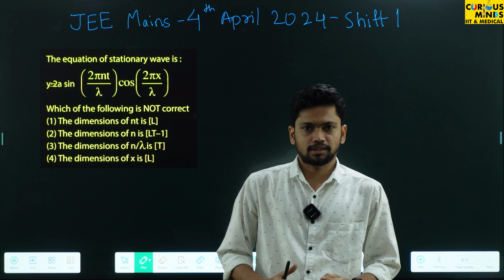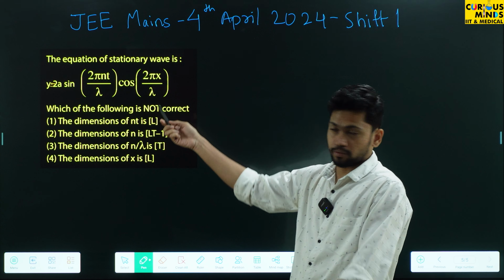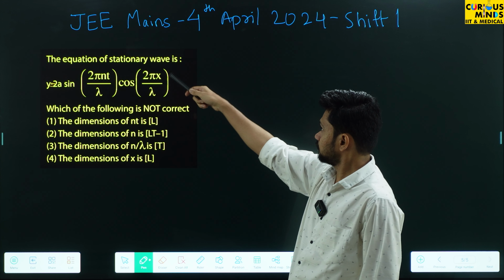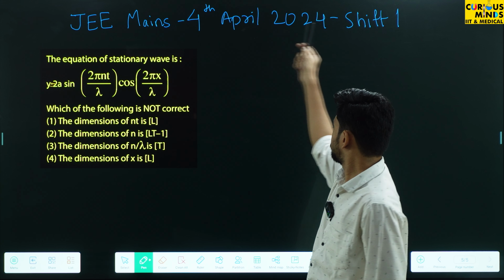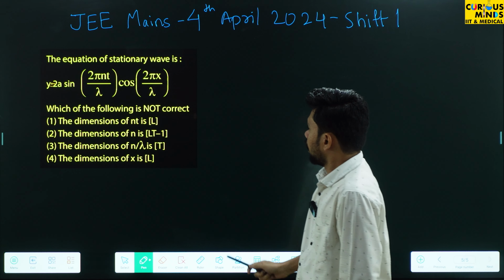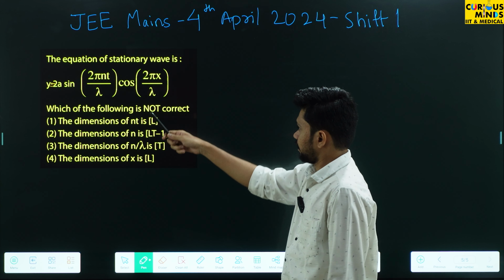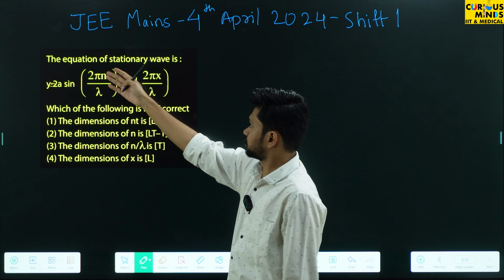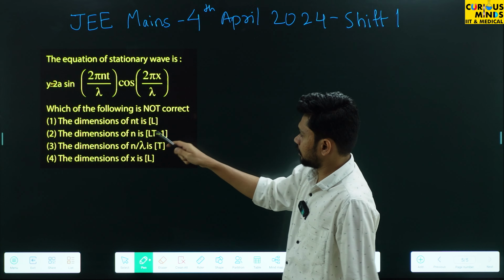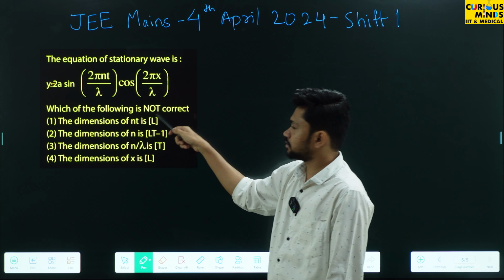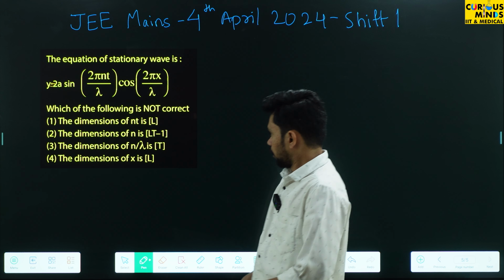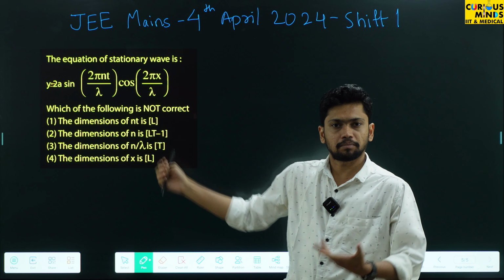So let's discuss some physics questions then. So here we have this question. It's a question of JEE Mains asked in shift 1 of last year. Okay, so this is the question. We have this as the equation of a stationary wave. And they are asking us which of the following is not the correct one. Alright, so why don't we just look at them one by one.